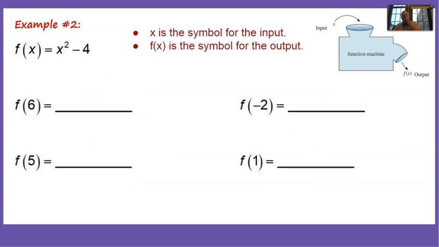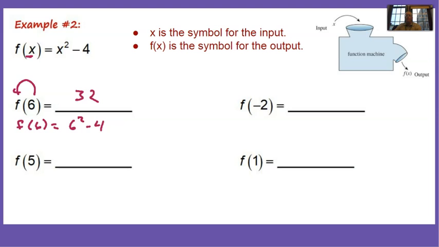This example has something very important in it. There's something we have to be aware of when the rule involves squaring a number. Here, x is the symbol for the input, and f of x is what we get as the output. This is the rule for it. So this means put 6 into the function f. We get f of 6 equals 6 squared minus 4. 6 squared is 36 minus 4 is 32. That's the output when x is 6.